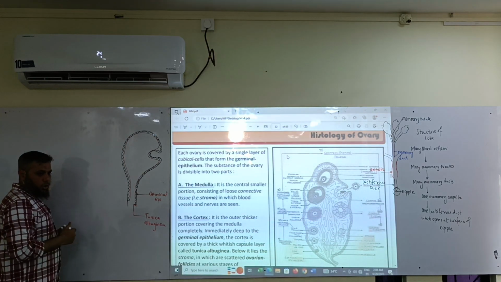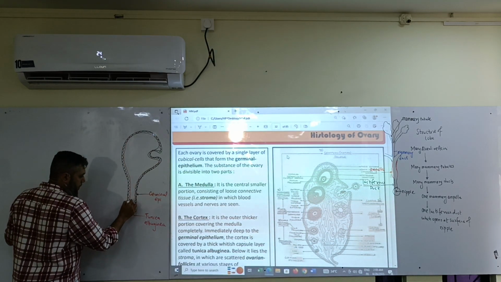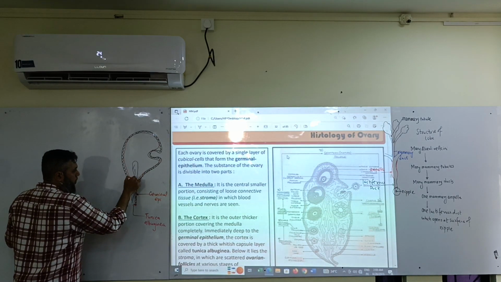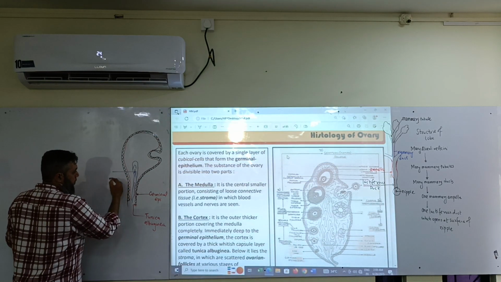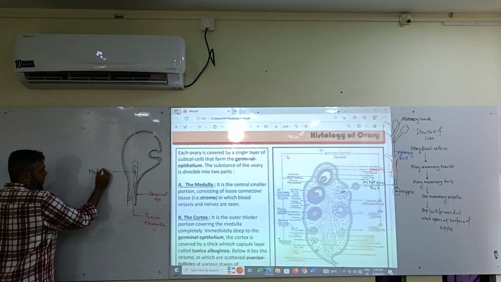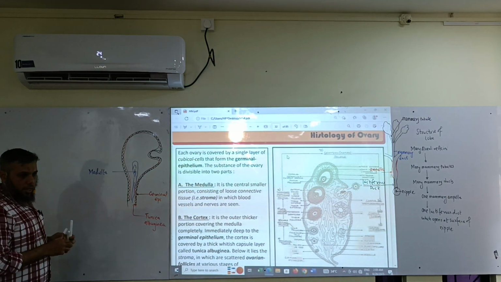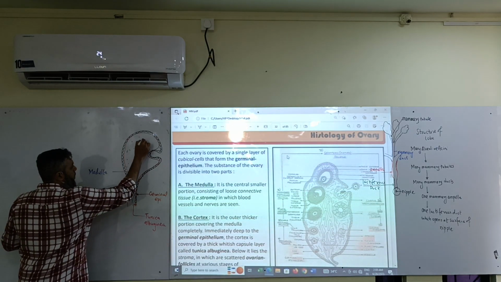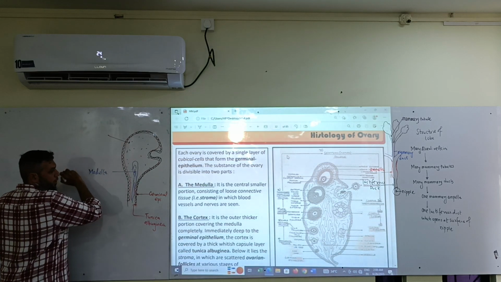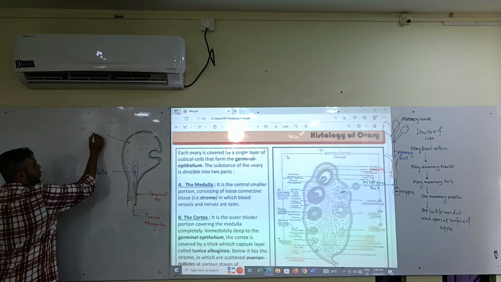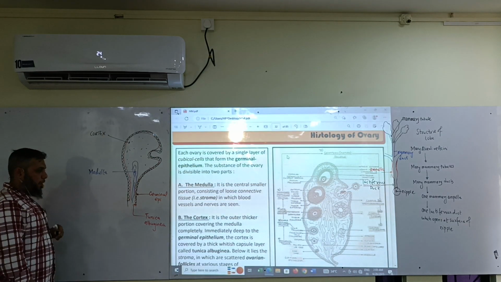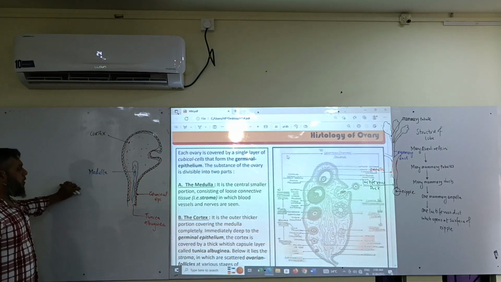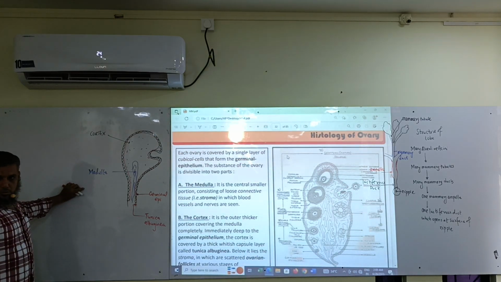Now, internally, the ovary is divided into two parts. The inner part of the ovary, which has blood vessels and nerves, is called the medulla. And the outer region of the ovary is called the cortex. So what is the outer part, kids? Cortex. And the inner part is called the medulla. Okay?